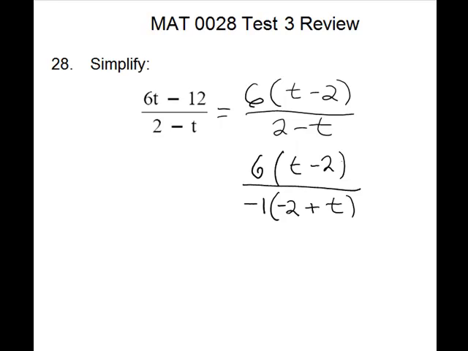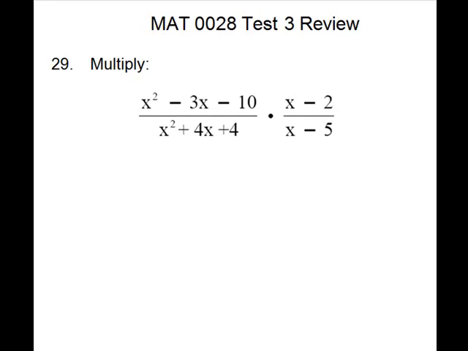And now when you look closely, t minus 2 and -t plus 2 are the same. They're just turned around. So we can divide these out. The -1 is still there. So your final answer is going to be 6 over -1, which is -6.